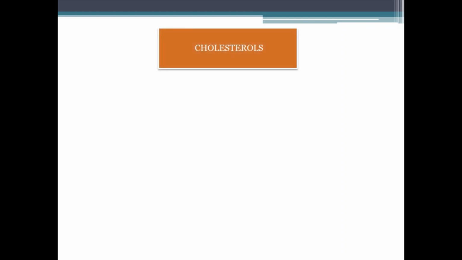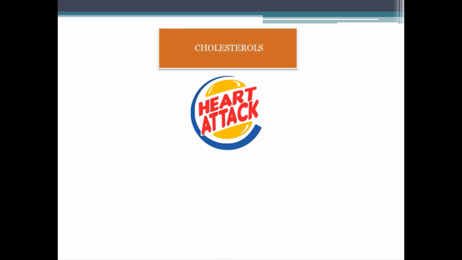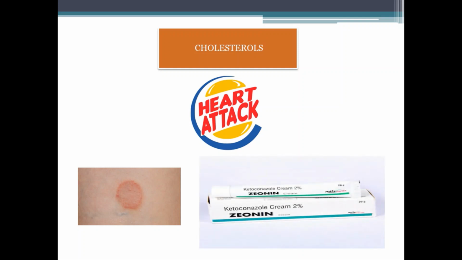The cholesterols, whenever we hear about them, we talk about heart attack and we're scared, but they're not always as bad. For example, if you have a ringworm on your inner thighs and it itches a lot, your doctor prescribes you an ointment which contains ketoconazole. Well, this molecule has a function.